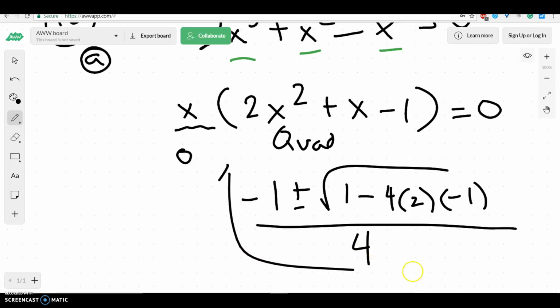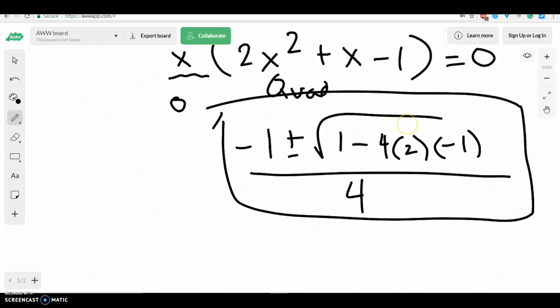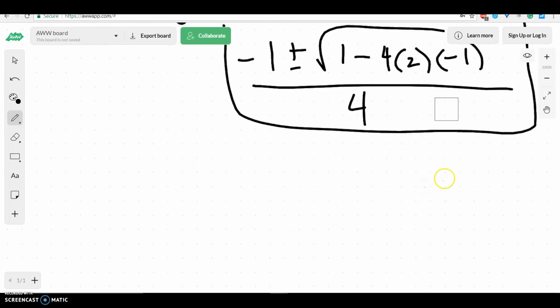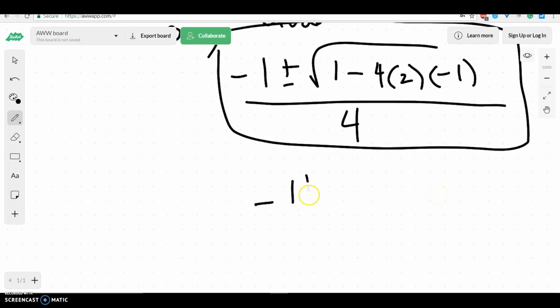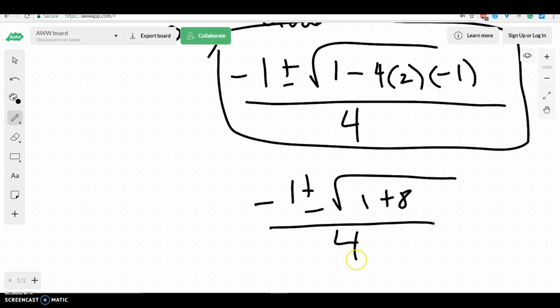Again, I don't need you to solve this whole mess. I just need to see whether it is negative or positive inside that square root. And we would find that inside this square root, well, 4 times 2 will give you 8 times negative 1 would be a positive 8. So that'd be 1 plus 8 over 4.